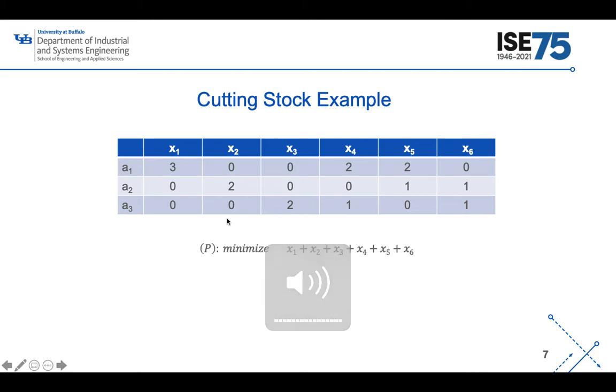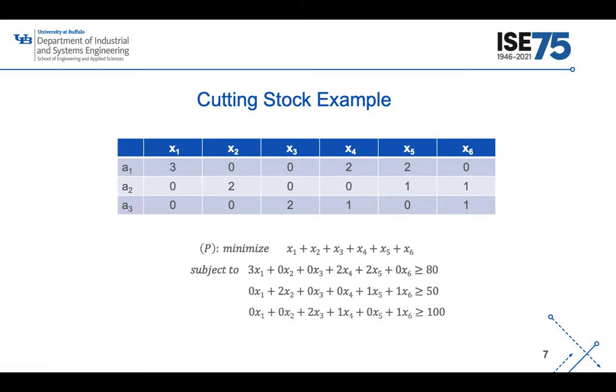All right, so our primal cutting stock formulation would be to minimize the material used, the number of boards used. Here are the constraints set up. And here are our demands: 80, 50, and 100.